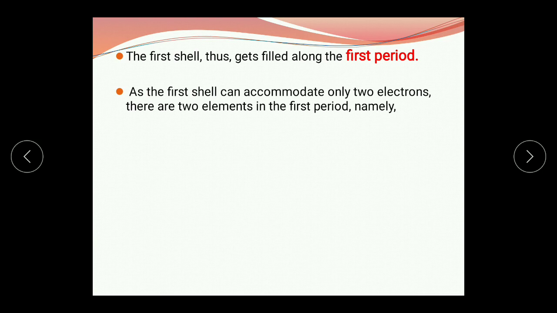The first shell gets filled along the first period from left to right as we go. As the first shell can accommodate only 2 electrons, there are 2 elements in the first period, namely hydrogen 1s1 and helium 1s2. As atomic number 2, that means 2 electrons are there, those can be accommodated in the first shell, and the first shell is complete here. The first shell has only one orientation, that means the s subshell, with a capacity to accommodate 2 electrons only. The third electron has to go into the next shell, and hence with atomic number 3, when there are 3 electrons in lithium, the second shell begins to fill.